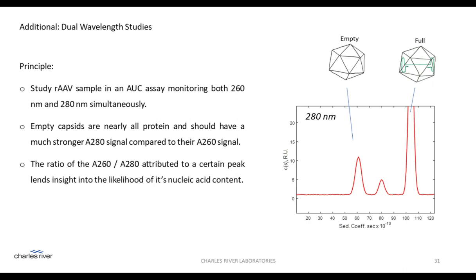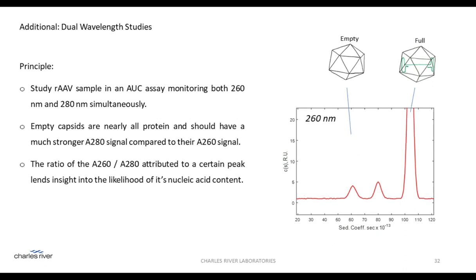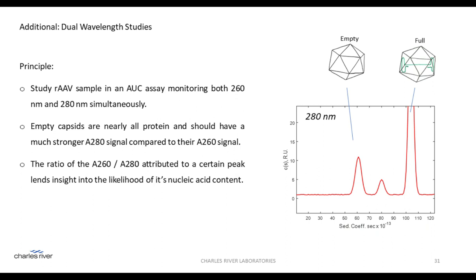So we can take advantage of this disparity between proteins and nucleic acid, and also take advantage of newer AUC instrumentation, which makes dual 260/280 detection easy to do in a single experiment. By doing so, we can determine in a single simple spin if a certain peak is likely to be associated with nucleic acids or not.